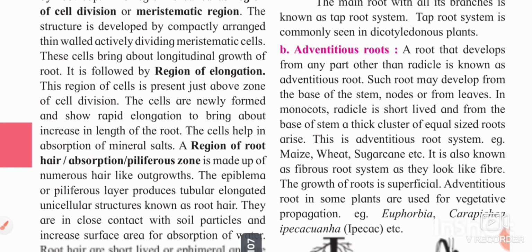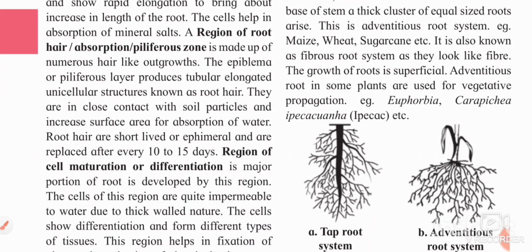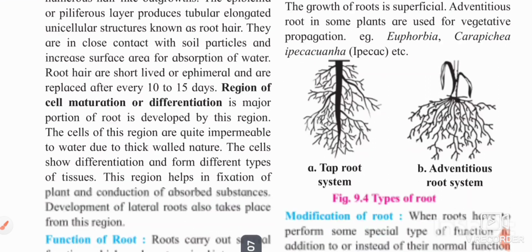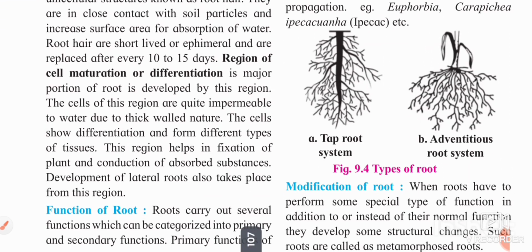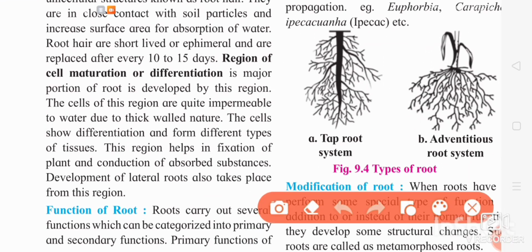After this there will be the region of root hair. Root hairs help in the absorption of water and minerals, and after this there is a region of cell maturation and differentiation. The cells of the roots are specialized for particular functions. They are specialized, they are matured enough. So this way we saw that there are different regions in the root.